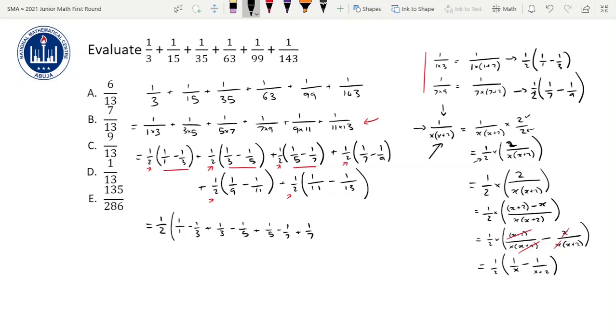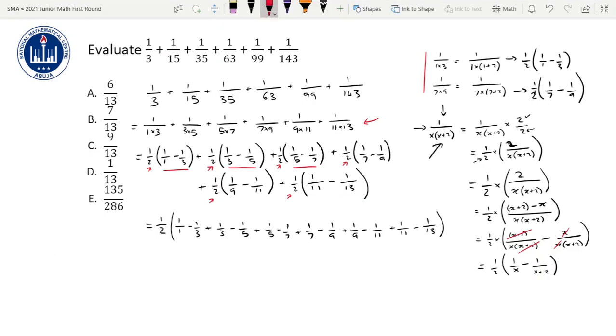And we continue writing the terms for the remaining brackets. So we have plus 1 over 9 minus 1 over 11 plus 1 over 11 minus 1 over 13. So this here is the sum. This here is the same as the sum we're looking for, right?